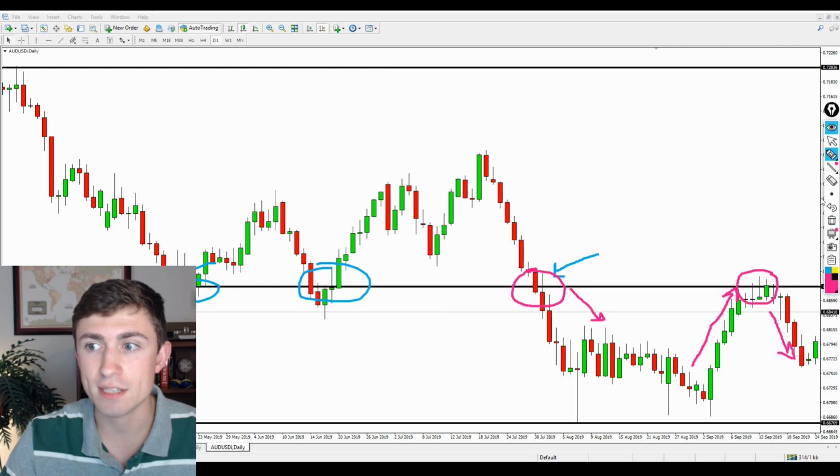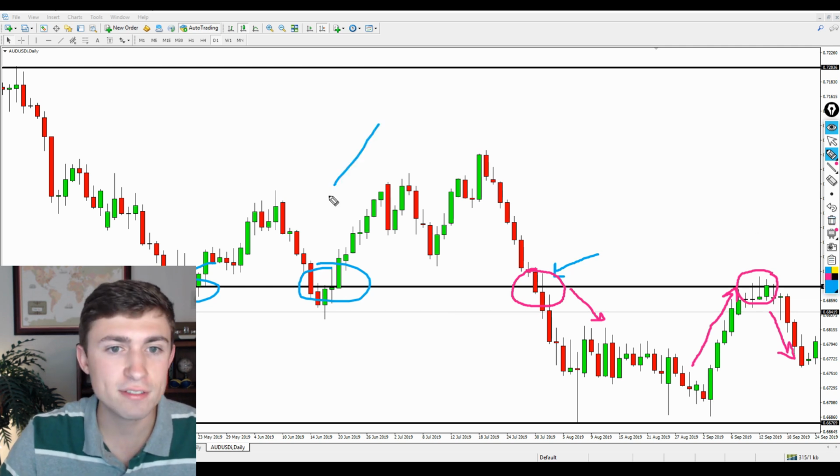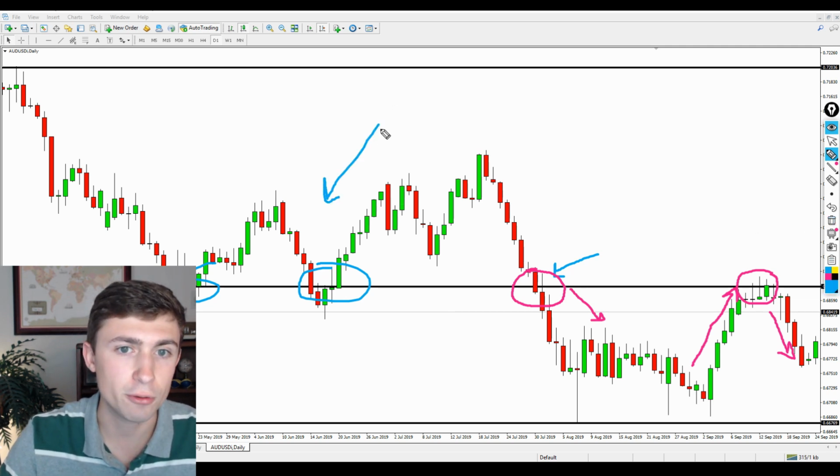Let's break it down for a second. Previously, buyers said this level is a demand zone, right? Demand, right?